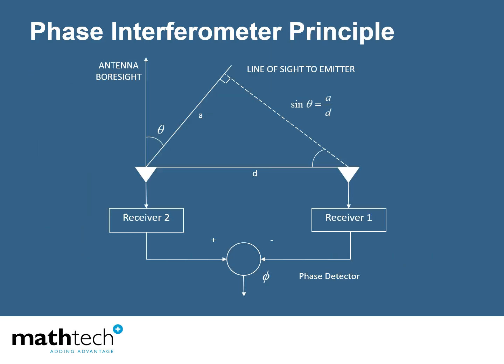The phase interferometer principle relies on the time difference of arrival of a signal at an angle θ from the boresight of an antenna array. At each set of adjacent antennas, place a distance d apart. The differential distance can be expressed in terms of the angle of arrival θ as sin θ equals the differential distance, a, divided by the antenna separation d.